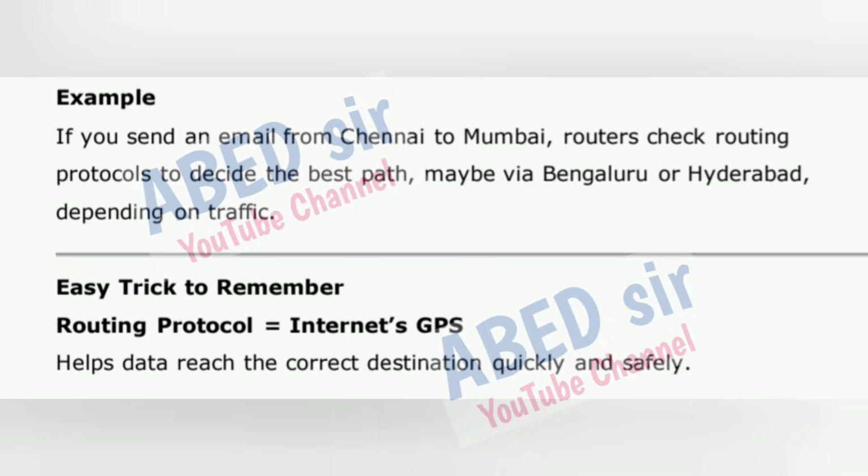Example: if you send an email from Chennai to Mumbai, routers check routing protocols to decide the best path, maybe via Bengaluru or Hyderabad, depending on traffic. Easy trick to remember: routing protocol equals Internet's GPS. Helps data reach the correct destination quickly and safely.